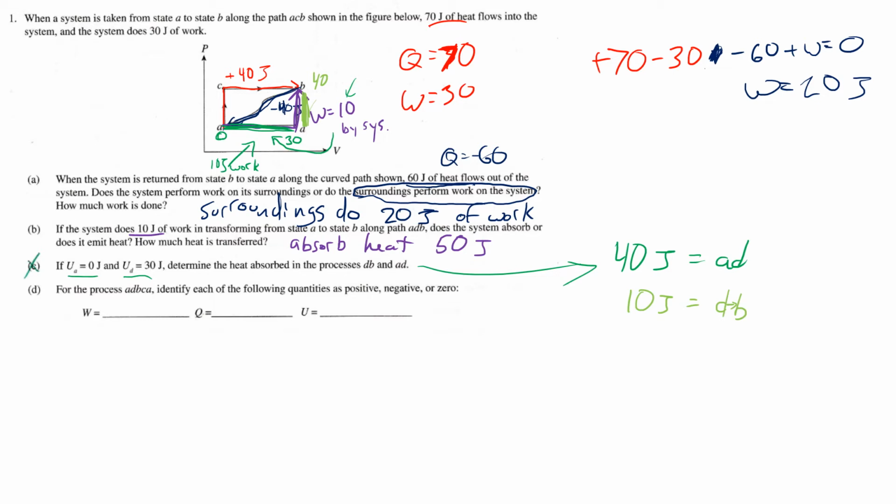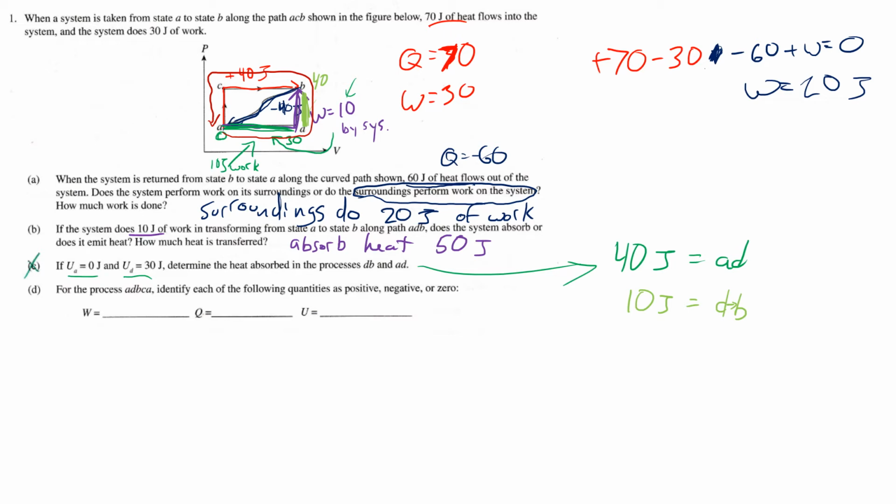So we've got one more part here for the process A to D to B to C to A. So we're going around the circle here, going this way. Identify each of the following quantities as positive, negative, or zero.